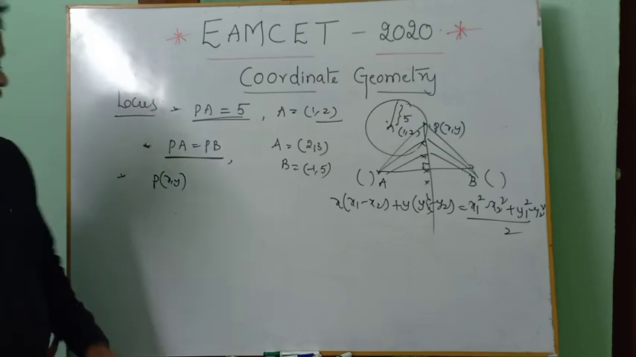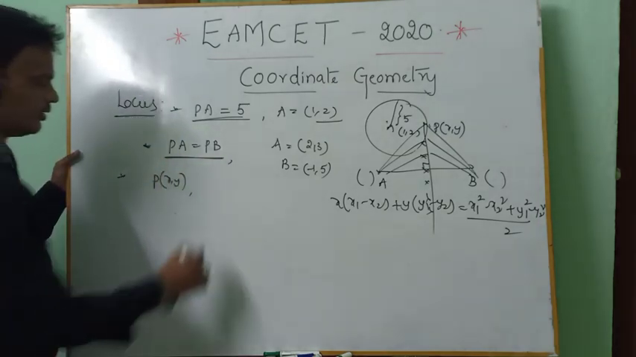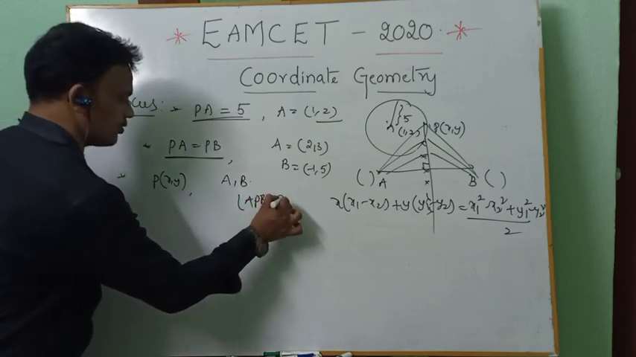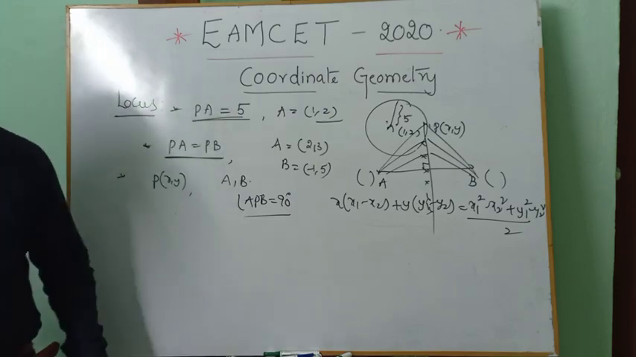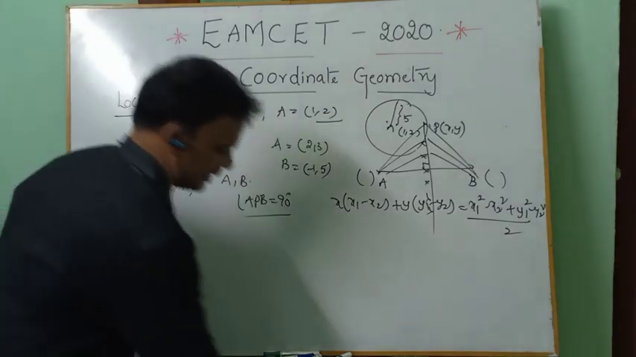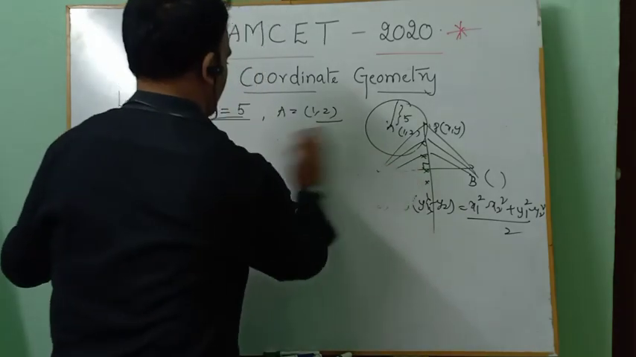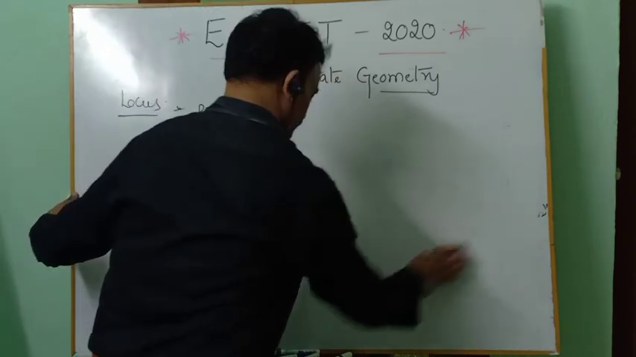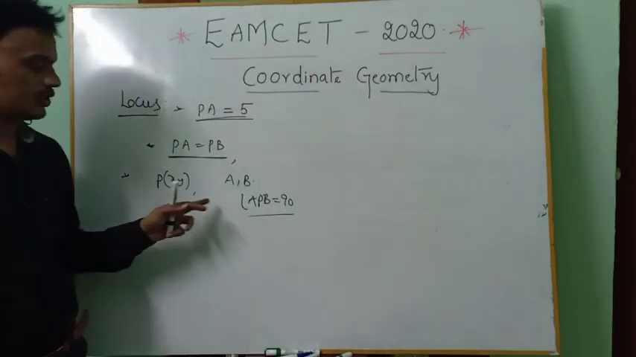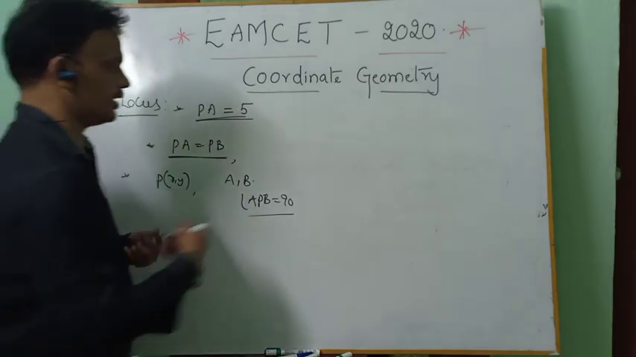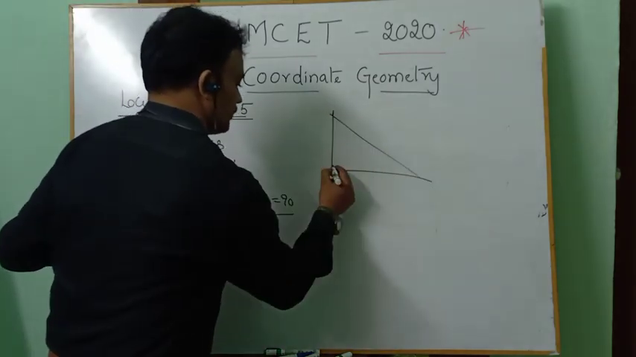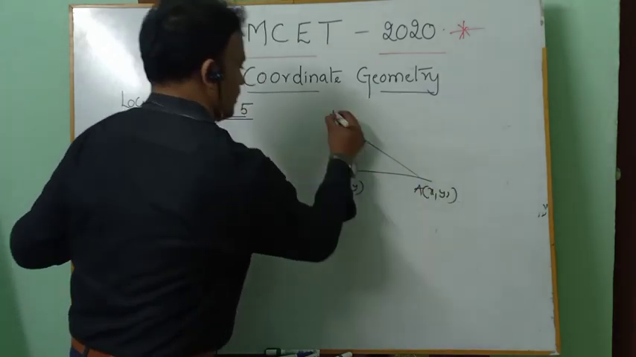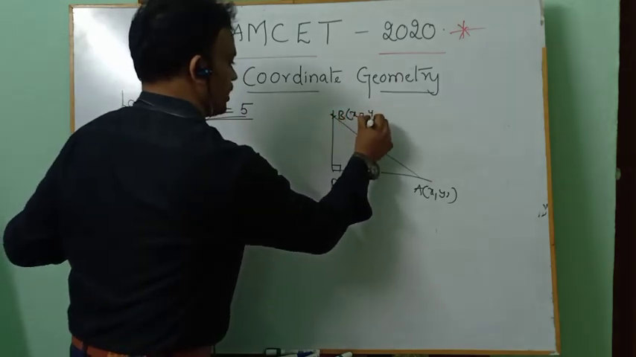And one more thing. What is the locus of P which forms a triangle with the given two points A and B, such that angle APB equals 90 degrees? Let us see. So what is the locus of P which forms a right angle triangle with the given two points A and B? P is the locus point (x, y). A is (x1, y1). The point B is (x2, y2). Can you see this?